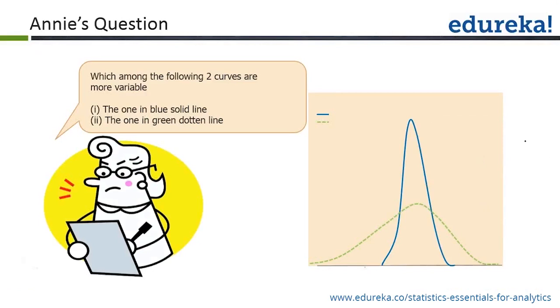So assume that you have got two distributions, and Annie is saying that there is one distribution which is blue color in nature and is in solid lines. The other distribution is green and is in dotted lines. So the question for you guys is which among the following two curves are more variable? So is this distribution more variable in nature, or is this distribution more variable in nature? Okay. Here we are talking about how diverging is this data, right? So the answer to this question is green.